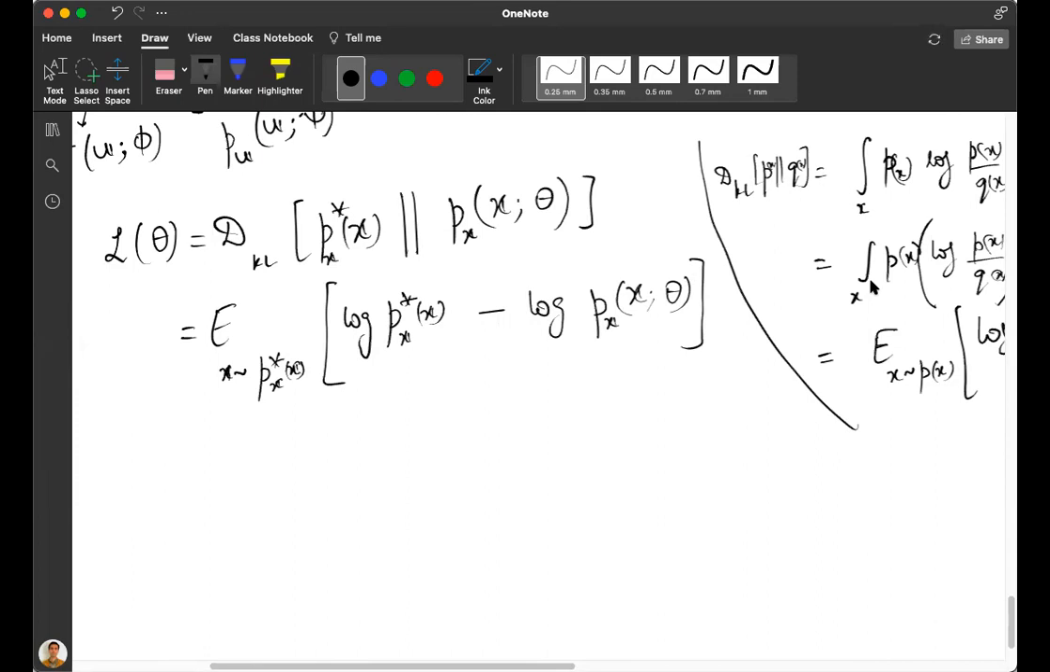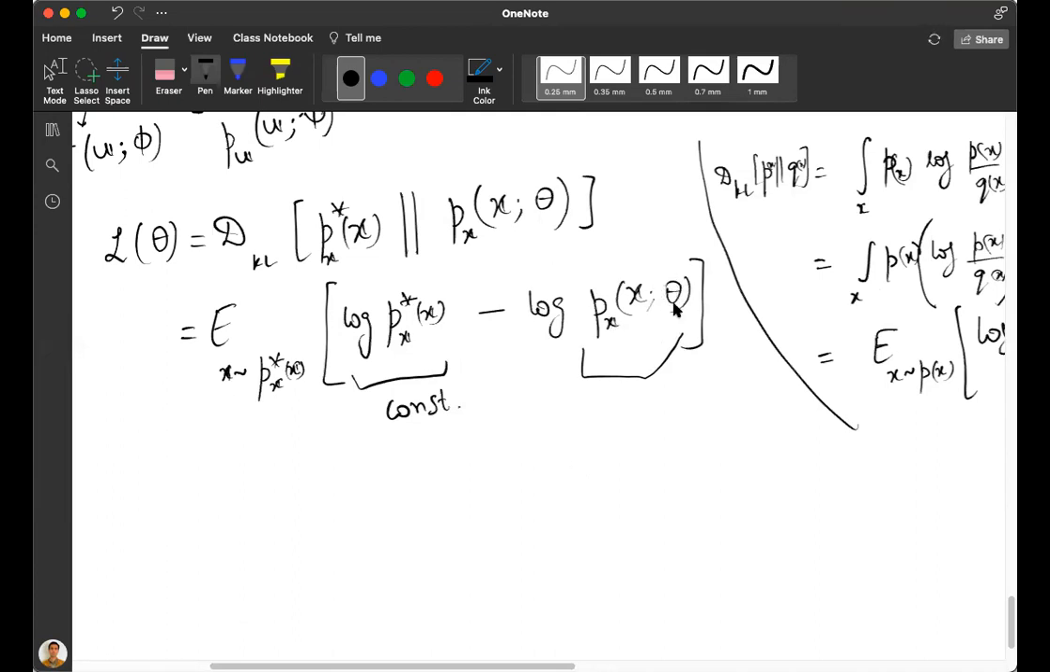Does that make sense? Now you want to optimize your loss function with respect to theta, but this is not a function of theta, right? This is some constant term, constant with respect to theta. Only the other term is a function of theta. Now let's see what is the other term.